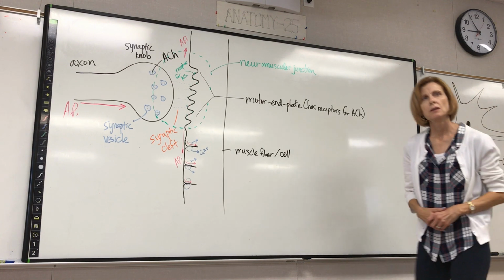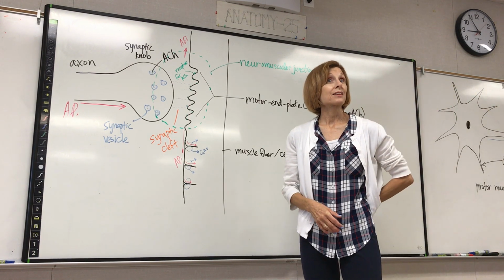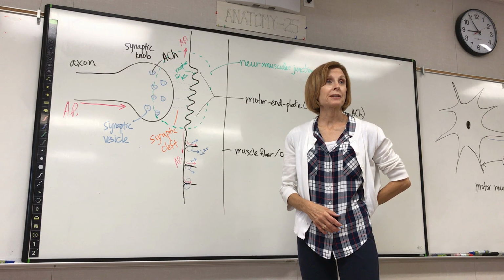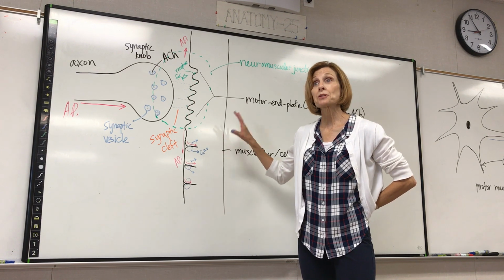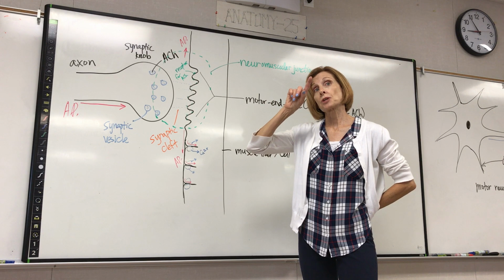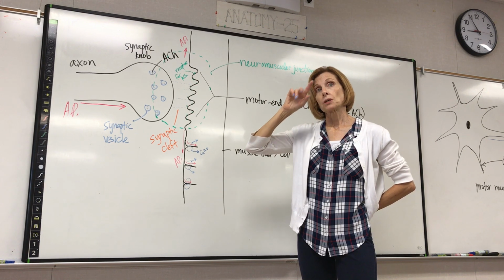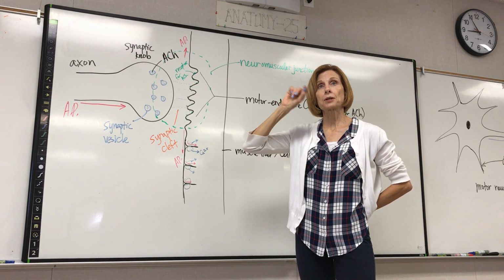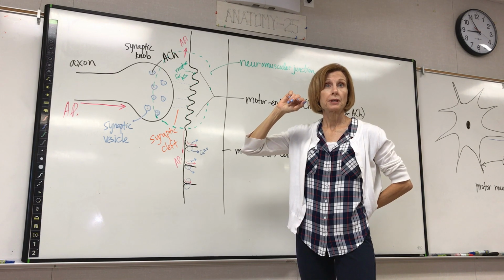How many neuromuscular junctions are there per muscle fiber? That is a good question. Thank you for asking. Each muscle fiber would have just one neuromuscular junction, usually located roughly in the center of the fiber.